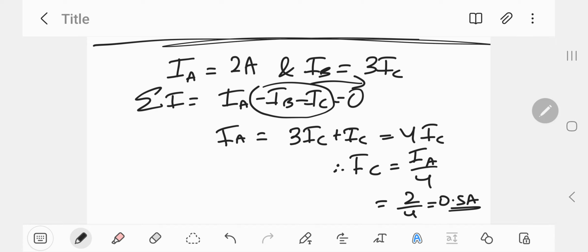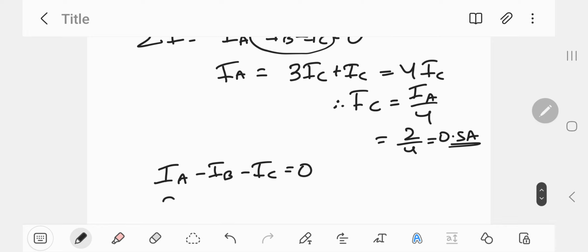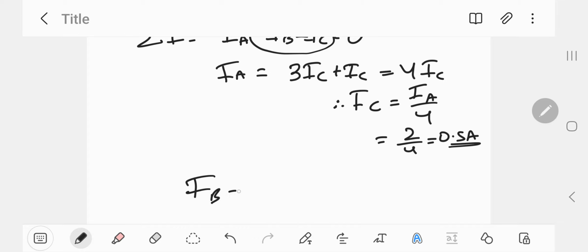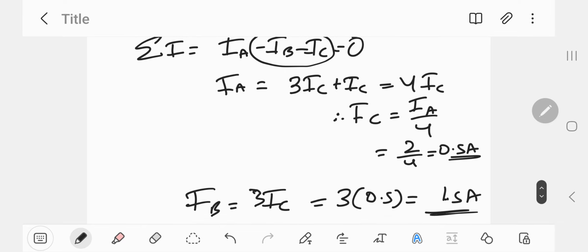And similarly for the current flowing through point B, we can use this expression once again: IA minus IB minus IC is 0. We know that the current through point A is 2 amps. But there's an even simpler way of doing this. The current through point B is just 3 times the current through point C. And we know what IC is, so we go 3 times half, and that's basically 1.5 amps. That's how we use Kirchhoff's current law.